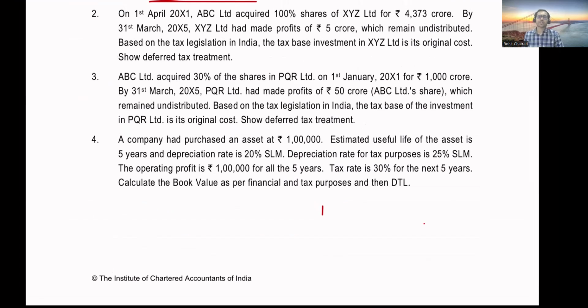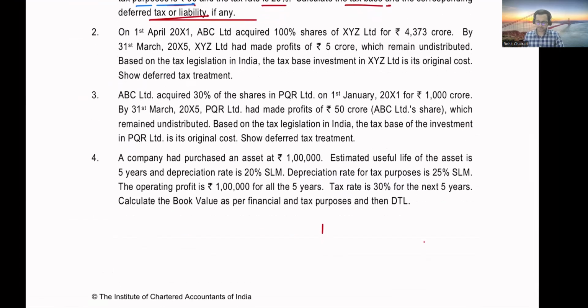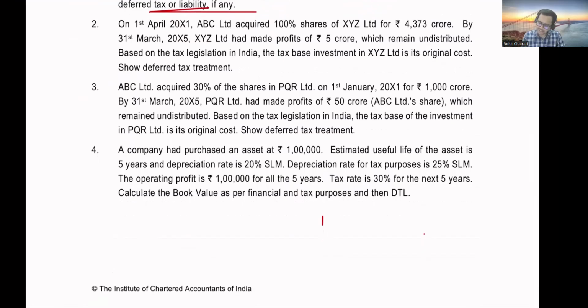Now let's look at question number 4 of TYK again. A company has purchased an asset at rupees 1 lakh. The estimated useful life of the asset is 5 years and the depreciation rate is 20% SLM. So 5 years useful life translates into a depreciation of 20% on a straight line basis.